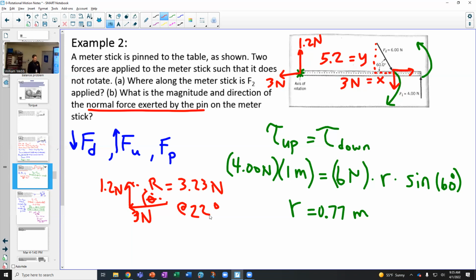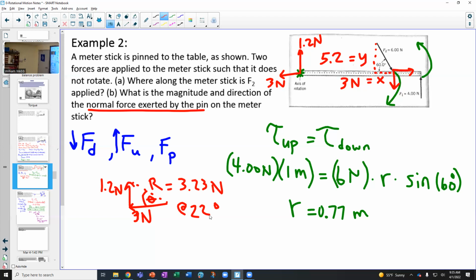All right, so the pin is exerting 3.23 newtons of force at an angle that way of 22 degrees. If we want to think of northwest or whatever, it'd be 22 degrees north of west, or you could say 22 degrees to the left and above the horizontal, however you want to define it. Or you can just draw a picture and say it's that way at 22 degrees, however it's easiest. All right, so there we have a pretty challenging question.